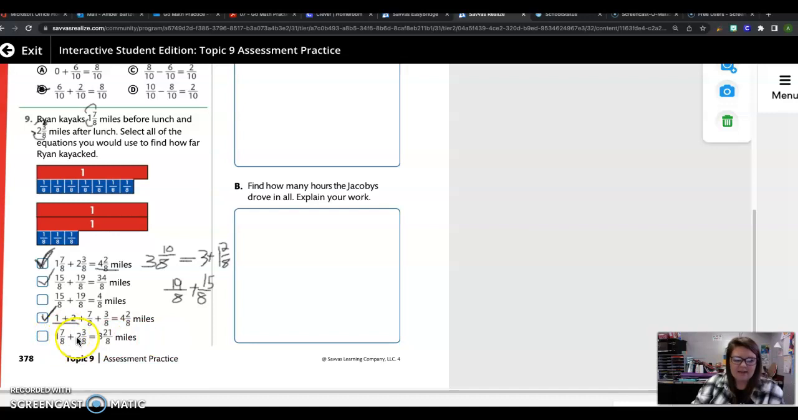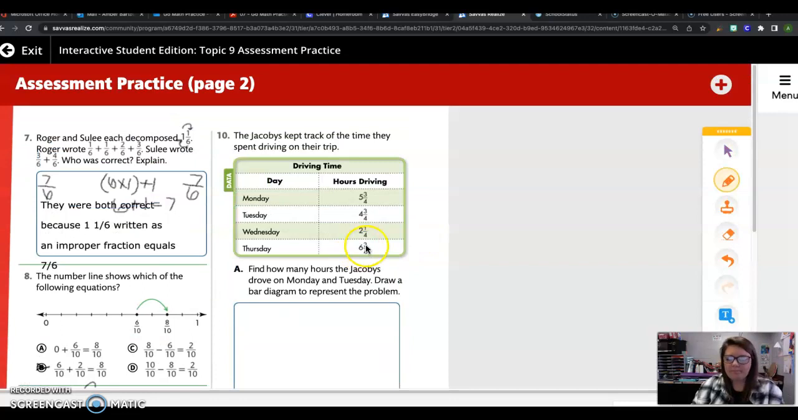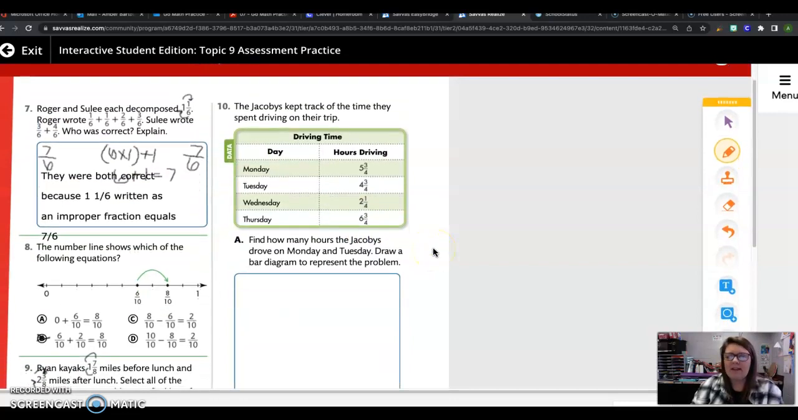1 7/8 plus 2 3/8 equals 3 21/8. Is that right? No. It looks like they did 7 times 3, and we know that that's not what we're doing. We are adding. So those are our only 3 options. Let's move on to number 10.